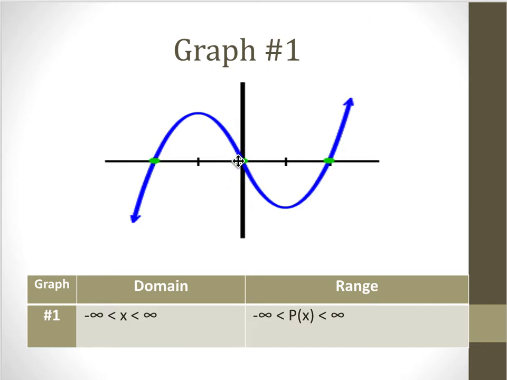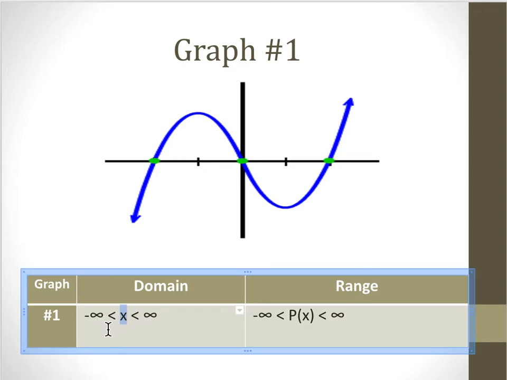So notice our graph goes both below 0 all the way down and above 0 all the way up, and it includes 0. It includes every possible y value. So in the same way, just like we have x is between negative and positive infinity, we say p of x is between negative and positive infinity, meaning our function along the y-axis, our outputs, can be any value between negative and positive infinity.